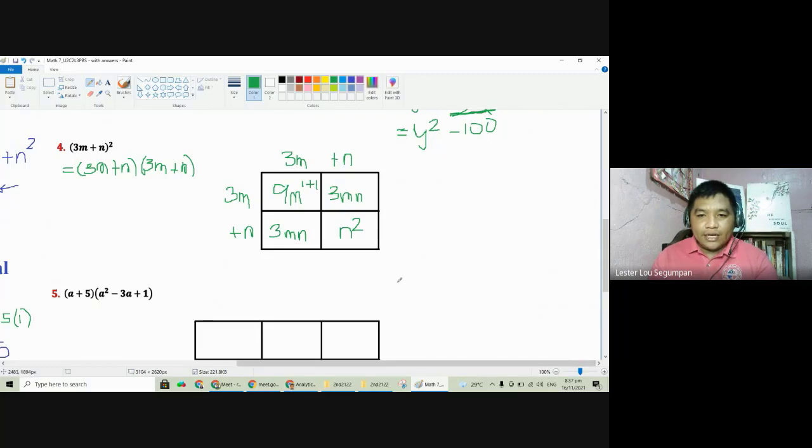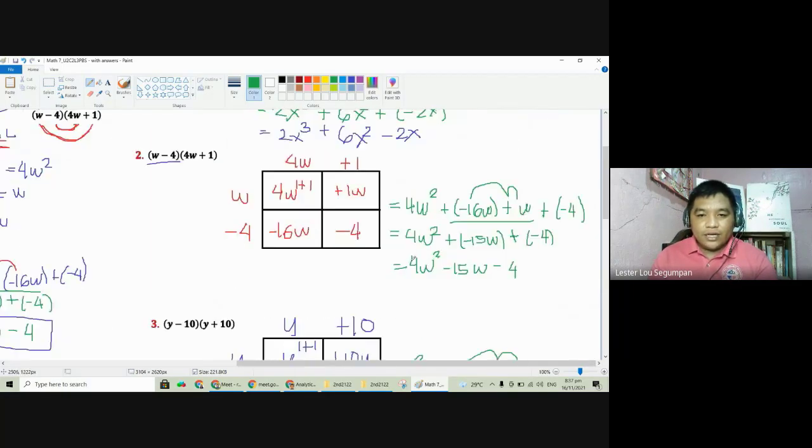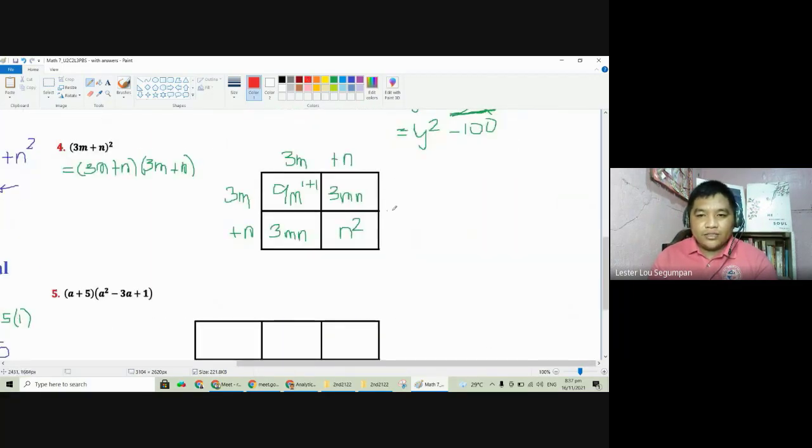Here, I actually use now the color green. So let me use another color to separate this next step. You have 9m squared, plus 3mn.